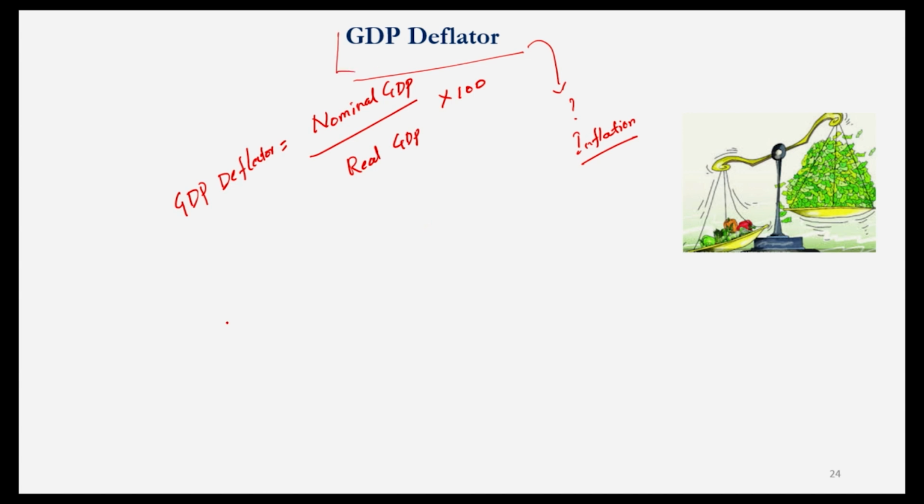Let me show you how the inflation rate is calculated using the GDP deflator. The formula to compute the inflation rate using the GDP deflator is: we compute the GDP deflator. How do you compute it?